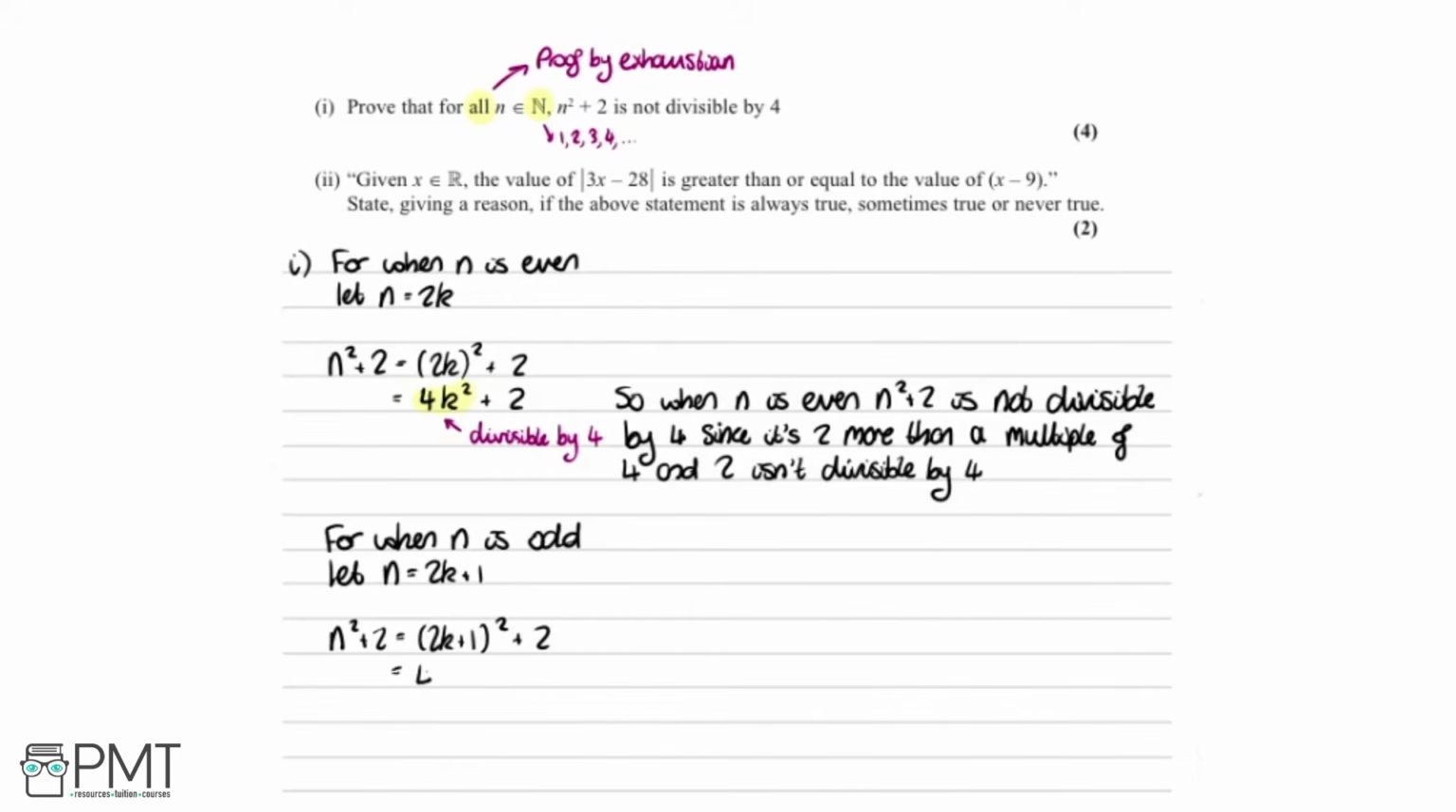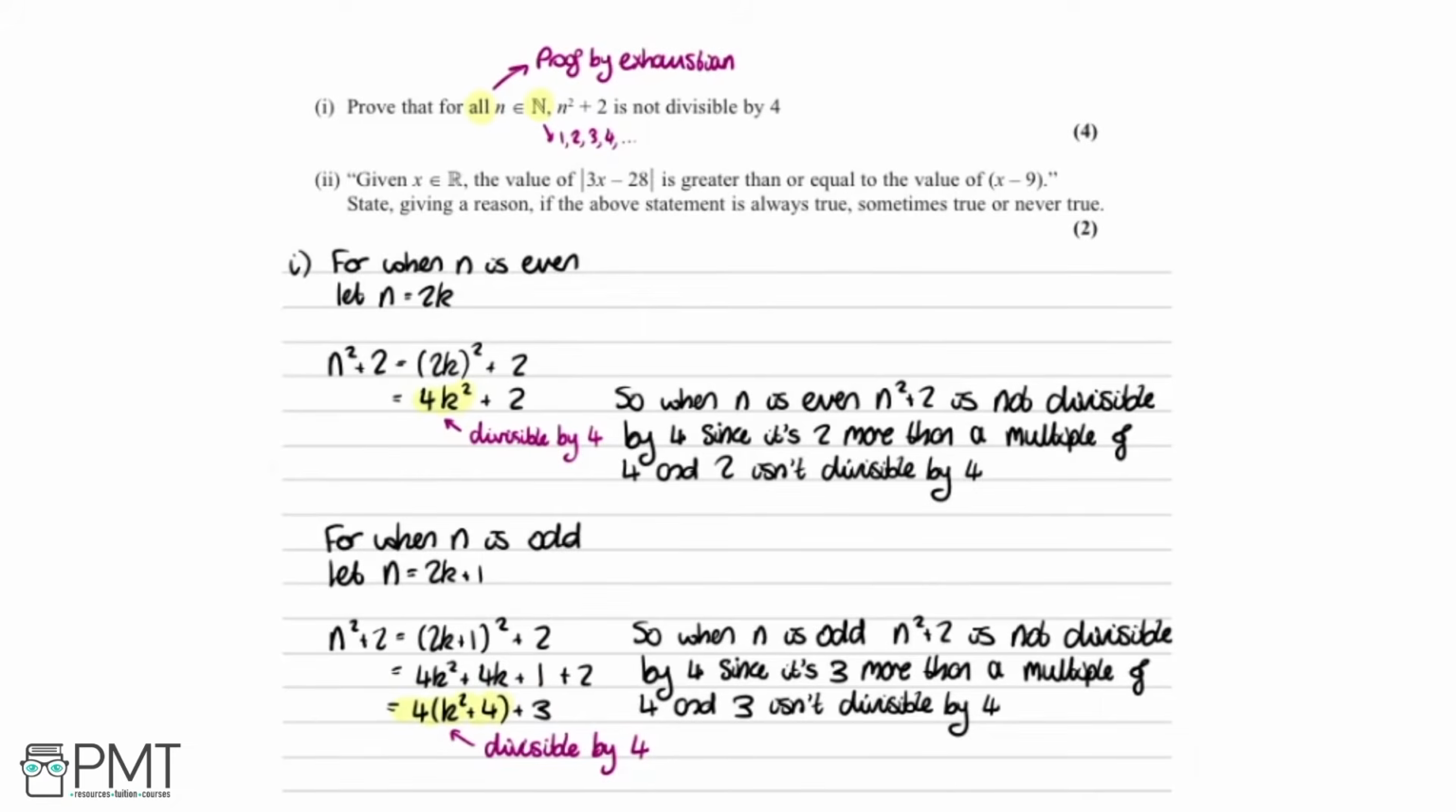4k squared plus 4k plus 1 plus 2. And here what we can do is factorize out a 4. So we get 4 multiplied by (k squared plus k), and then combining the constants, we get plus 3. And we see this also, we proved, is not divisible by 4. Because like in the previous example, this term here is divisible by 4, since it's something multiplied by 4. However, we're adding 3 on top of that, which isn't divisible by 4. So we know overall this won't be divisible by 4.